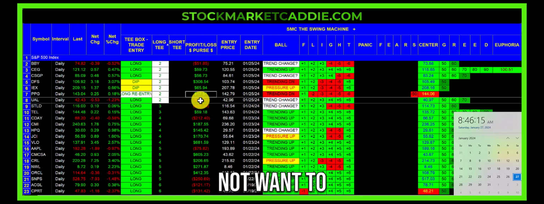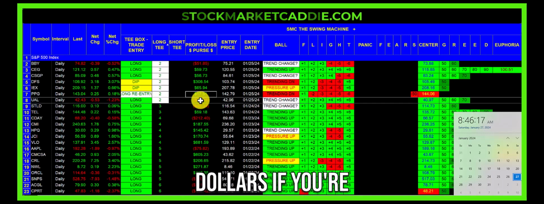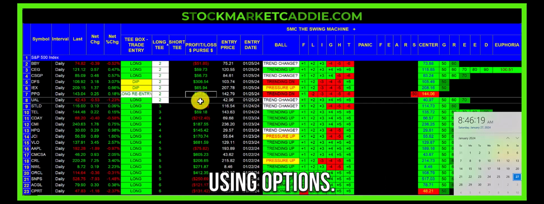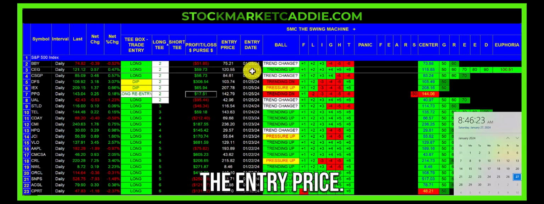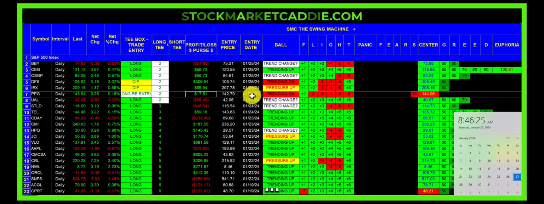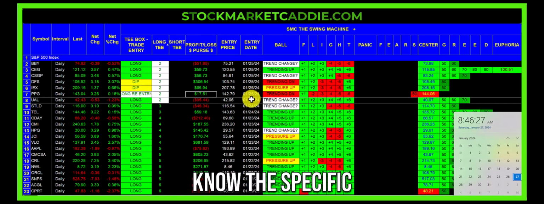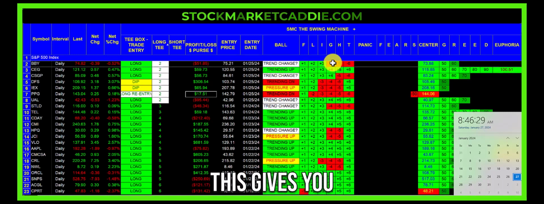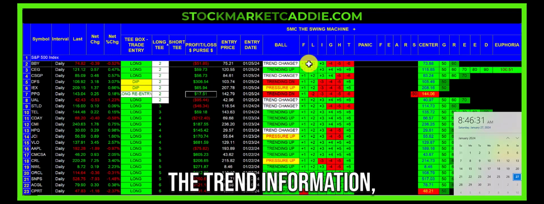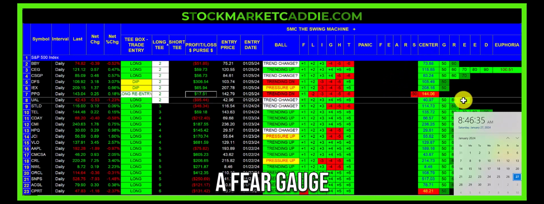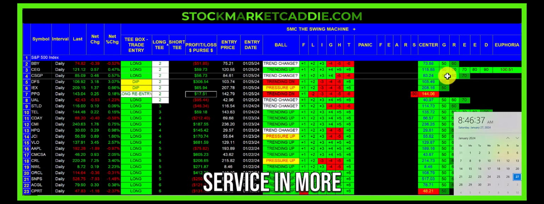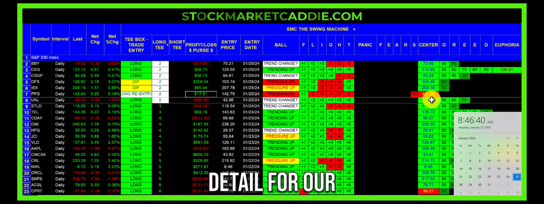Now, you might not want to use $10,000. If you're comfortable with options, you could be using options. This gives you the entry price. This gives you the date, if you want to know the specific date. This area here gives you the trend information. And this gives you the fear gauge, which we go into in more detail for our members.